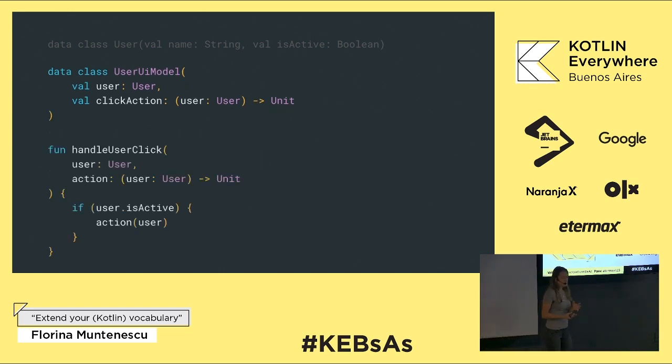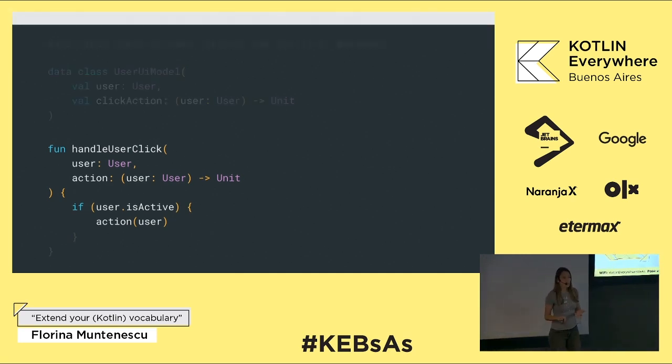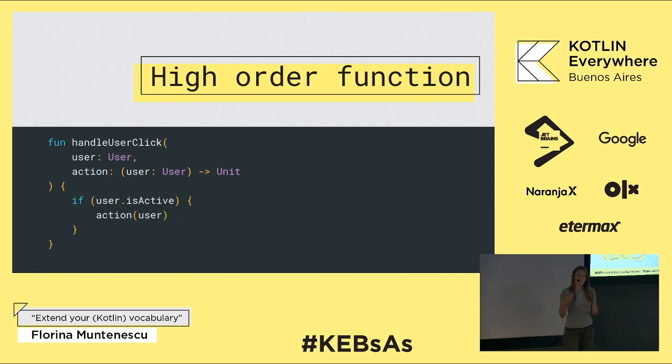So we said that we also need to handle the user click. So our method that handles the user click would look something like this. It would get the user, it would get the action, and in case the user is active, we would trigger that action based on the user. So what we see here is that we have a function that gets another function as a parameter. So in general, functions that get other functions as parameters or return other functions are called higher-order functions.